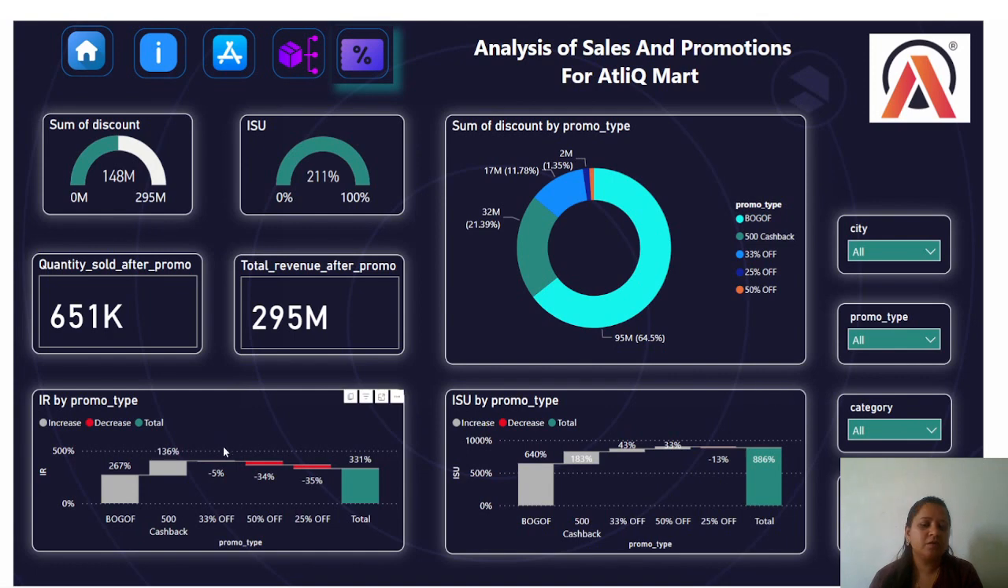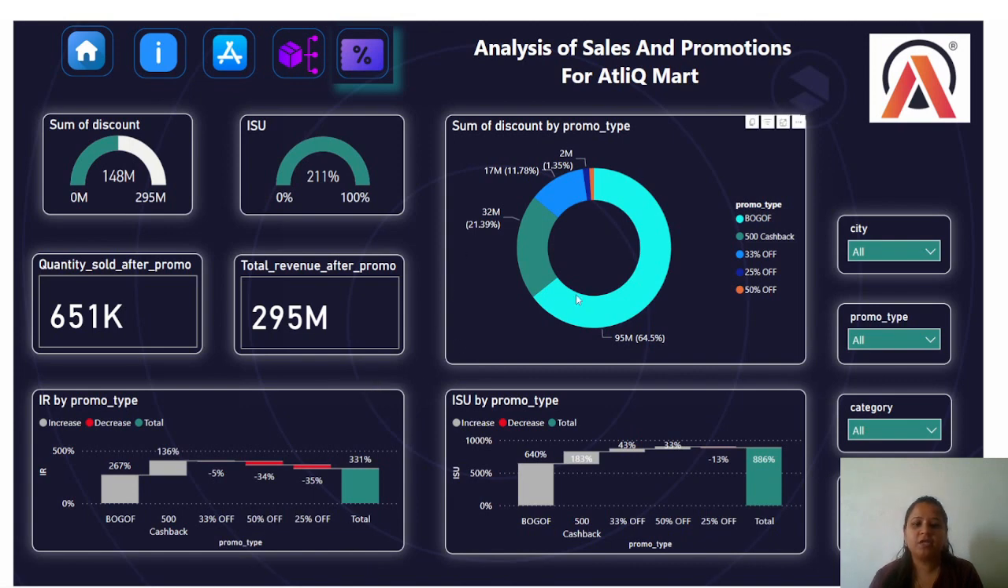So this graph gives you the idea regarding different promo types with respect to their incremental revenue values. As you see, buy one get one free and 500 cashback have an incremental revenue, but the others have a decremented revenue, that is a negative increment value. That means the revenue decreases after promotion, for 33% off, 50% off, and 25% off.